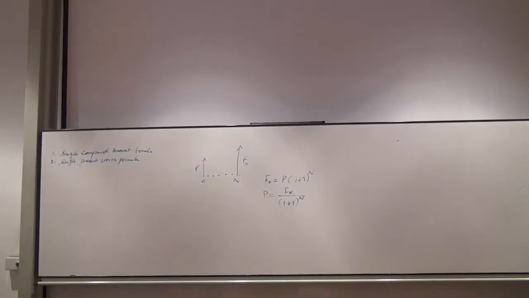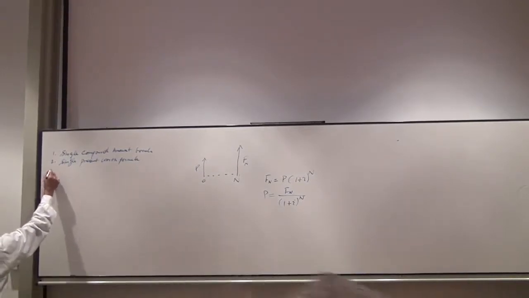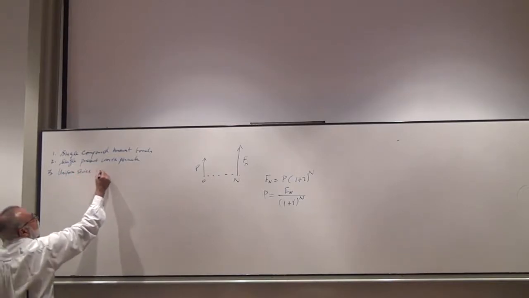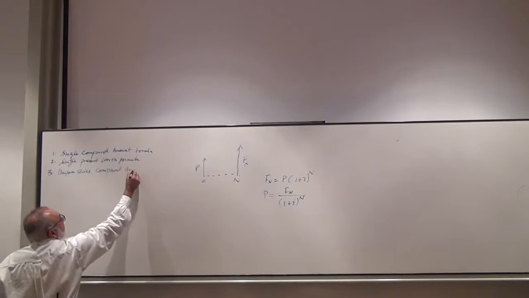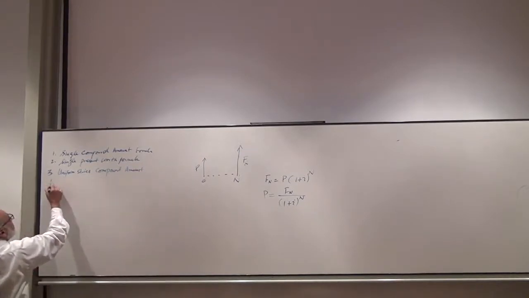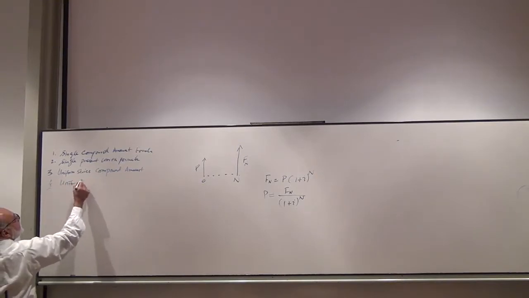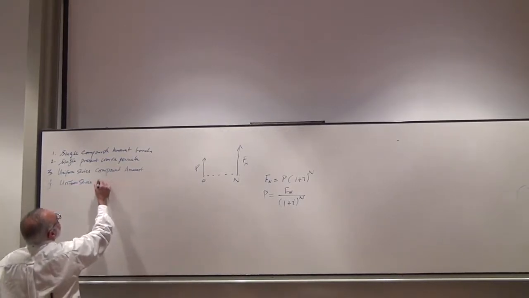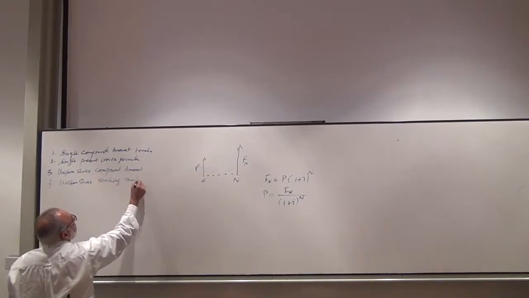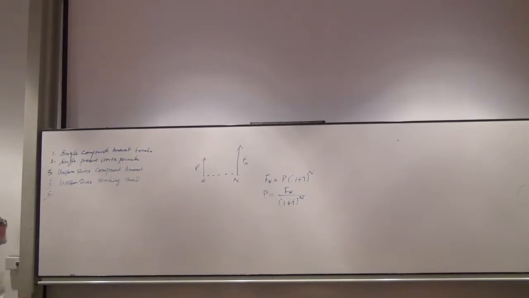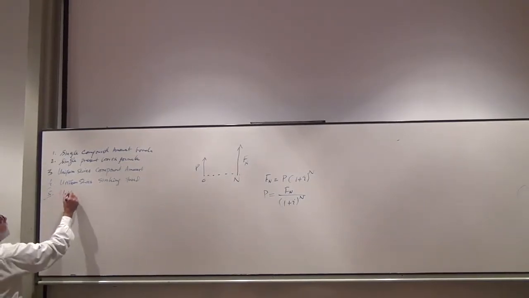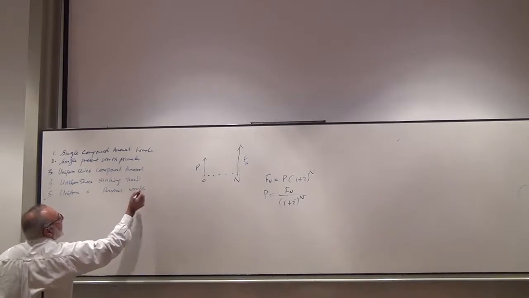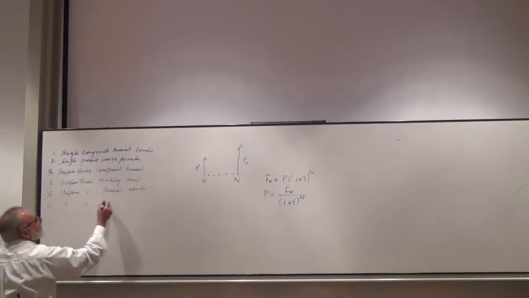Then there are 4 more formulas which are uniform series compound amount formula, then we have uniform series, what we call the sinking fund formula, and then we have the uniform series present worth formula, and uniform series capital recovery formula.